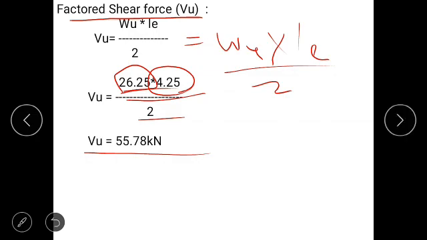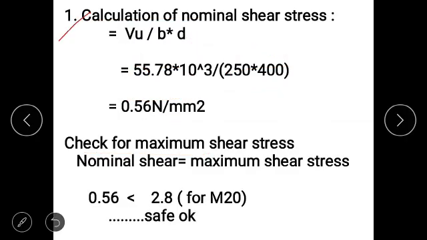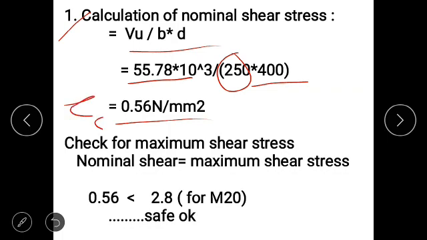After VU, the first step here is calculation of nominal shear. How to calculate nominal shear? The formula is VU divided by BD. What is VU? 55.78 into 10 to the power 3 Newton divided by B, which is 250 mm, and D, which is 400 mm. So nominal shear is 0.56 Newton per mm square. So nominal shear tau V is 0.56 Newton per mm square.